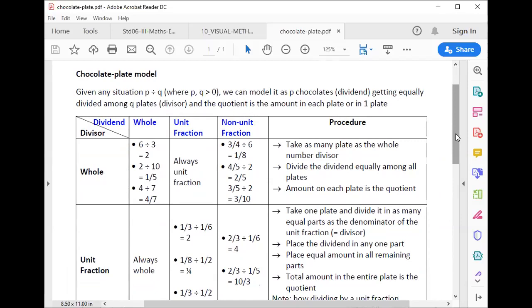you are both positive rational numbers, so whole numbers, fractions, something like that. You can model it as p chocolates, where p is the dividend getting equally divided among q plates. q is the divisor, and the quotient is the amount on each plate. Now, as you can see, where the dividend is whole, it must cover both proper and improper. Now we have given an example.